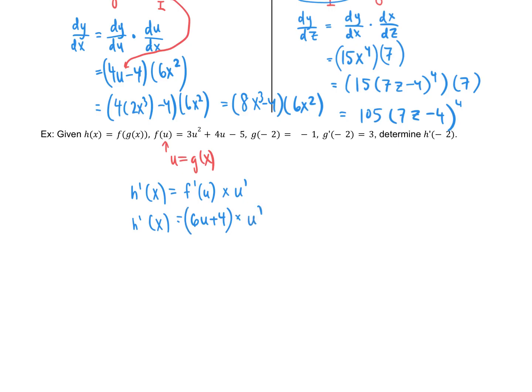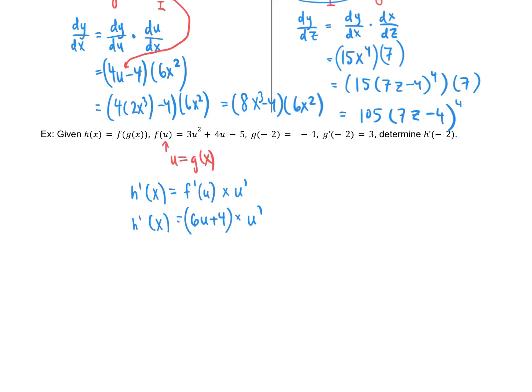And unfortunately, we don't know what function u is. I mean, we know it's g of x, but I don't know what g of x is, so I can't actually take its derivative. But that's okay. Our end goal isn't to figure out what h prime of x is, it's to figure out what h prime of specifically negative 2 is.